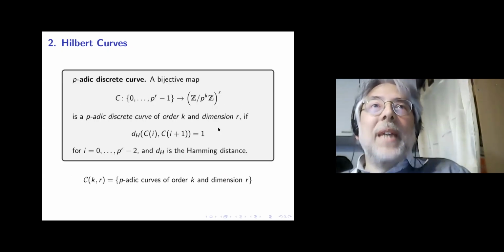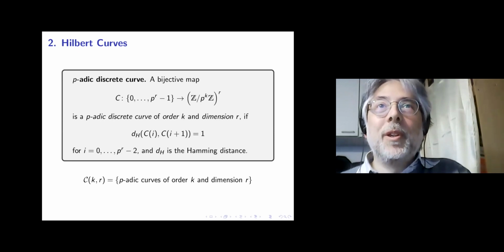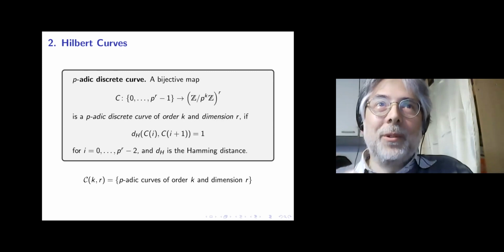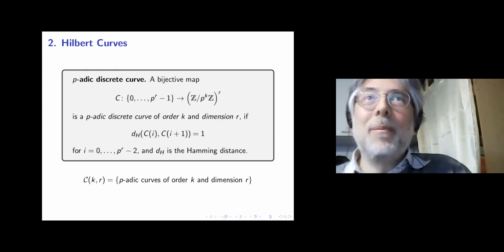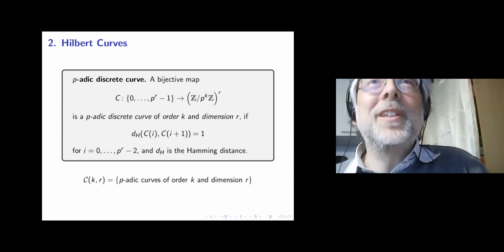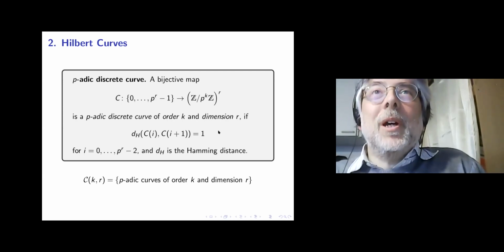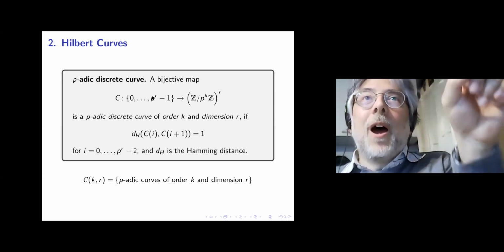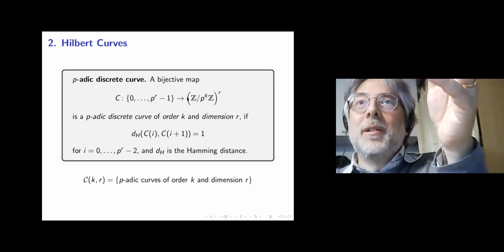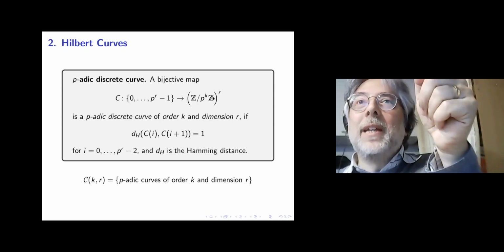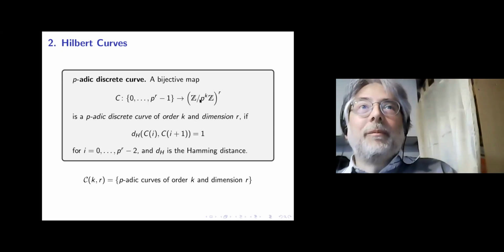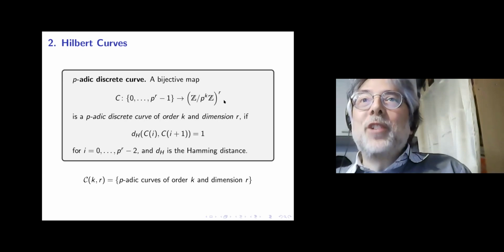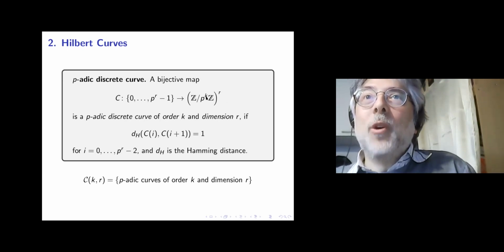Now, a p-adic discrete curve, that's when you want to have general p, not 2 or 3, like Peano. You can have any p, which doesn't have to be a prime number here. I would just call it p because it's a p-adic conference. So any natural number. What you have is a bijective map between the first p to the r numbers and the grid Z modulo p to the k Z, to the r copies of that. And this is a p-adic discrete curve of order k and dimension r. So r is the dimension, k is the order.